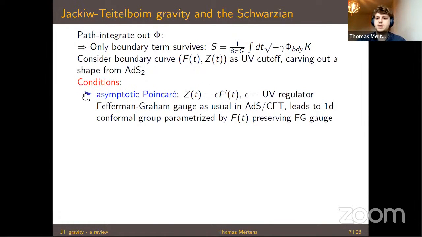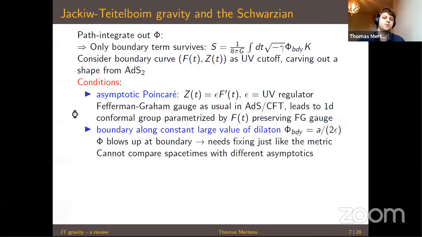The first one, and this is the standard one you use in any case of AdS/CFT, is that you demand that this respects the asymptotic Poincaré boundary conditions, which in the coordinates that I have shown you here, implies that z of t is epsilon times f dot of t, where epsilon is the usual UV regulator that you always use in AdS/CFT by moving the boundary slightly inwards. So this is the usual Fefferman-Graham gauge. And in this case, it leads to the one-dimensional conformal group parametrized by f of t of the diffeomorphisms that preserve the Fefferman-Graham gauge. So this is the standard story you do in AdS/CFT.